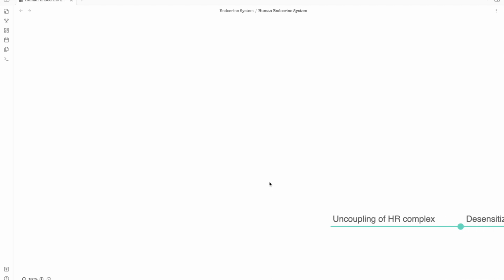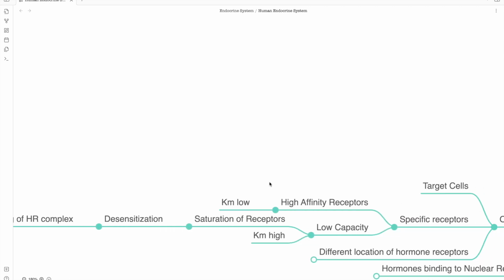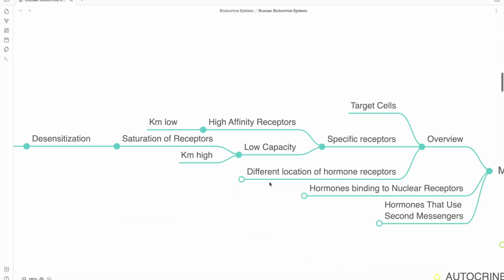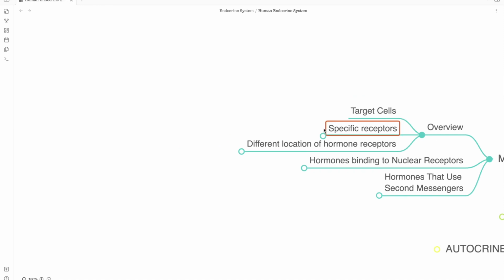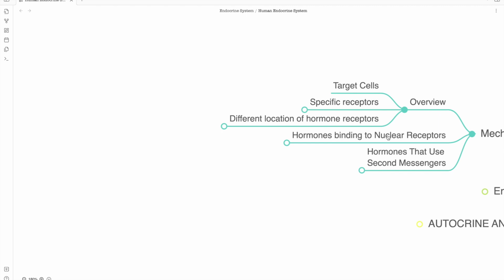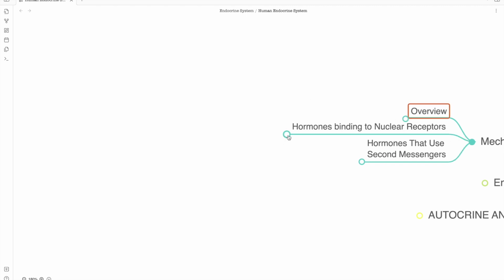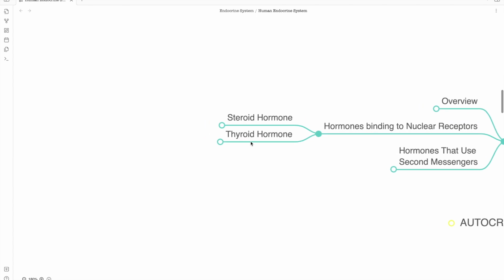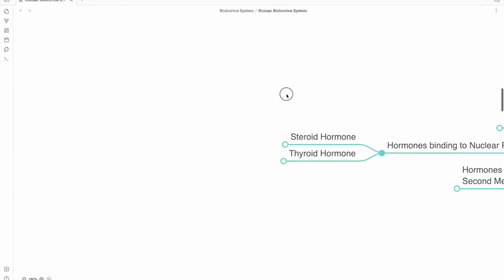Now what are the different locations of hormone receptors? There are basically two locations. One is the nuclear receptor, another one is the membrane receptors. Now for the nuclear receptors we have two different types of hormone which can bind with these nuclear receptors. One is the steroid hormone and the second one is the thyroid hormone. Now let's see how this steroid hormone works.